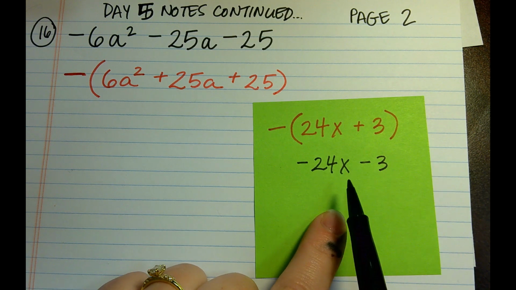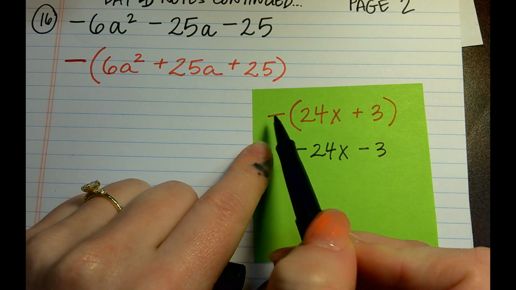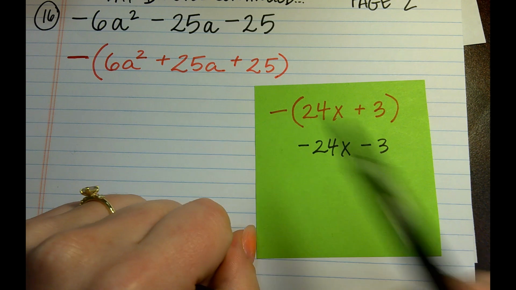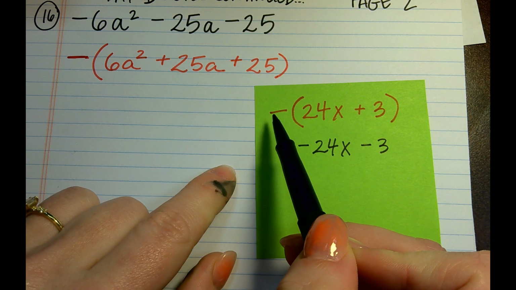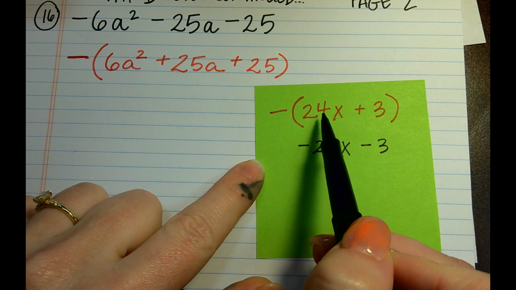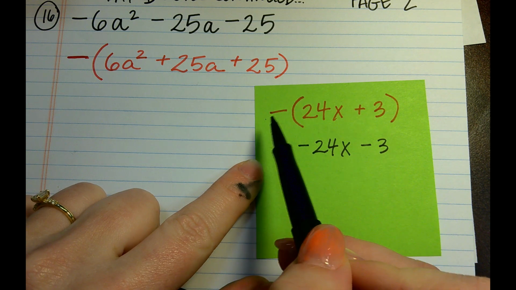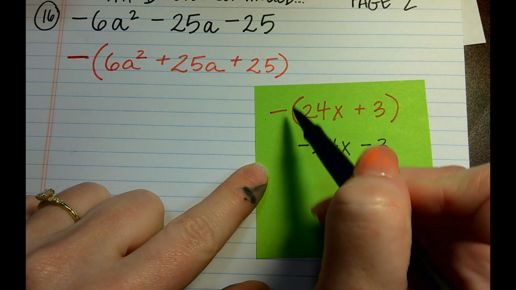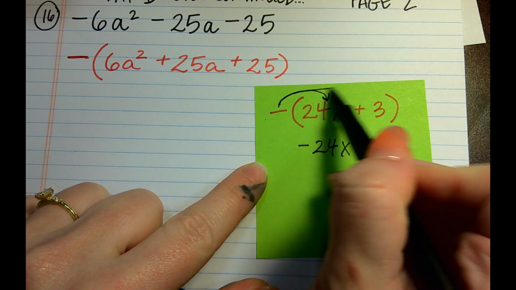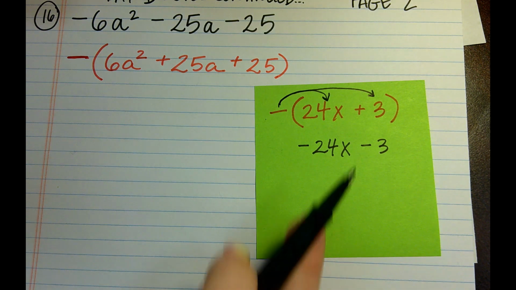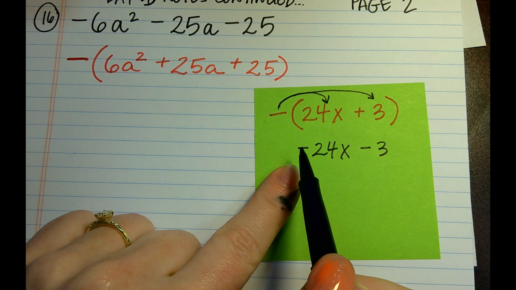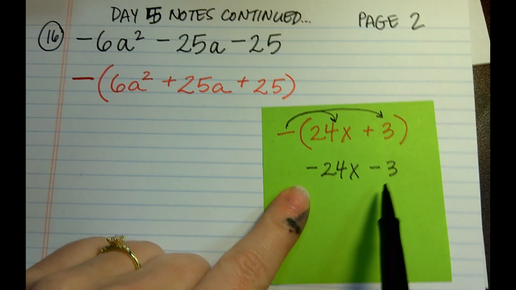Perfect. So anytime that we have a minus sign or a number outside of parentheses, it means that we're multiplying it by each item inside, that distribution here, right? I'm taking that negative sign onto both of these terms. And then it becomes negative 24x minus 3.